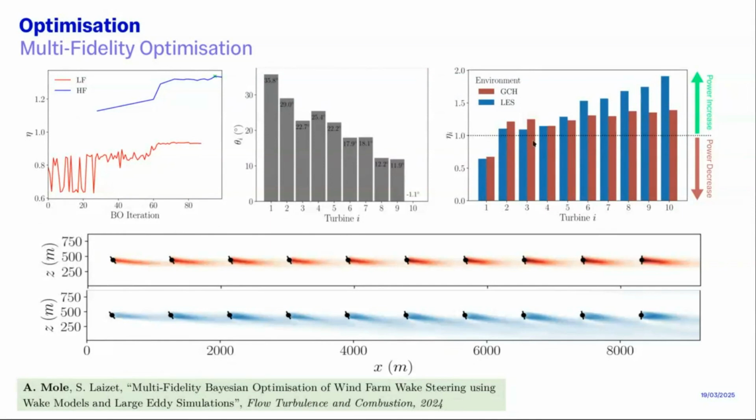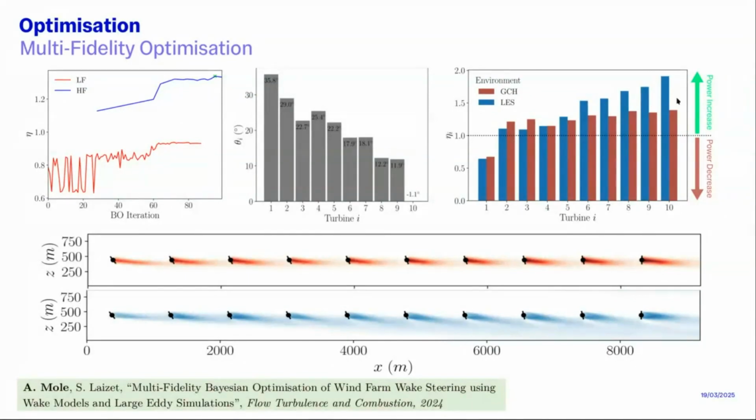And when we do this, we can see that the power output of the first wind turbine is reduced, but all of the subsequent wind turbines have an increase in the amount of power that they're generating. And this then compensates for that initial drop in the power output of the first turbine.